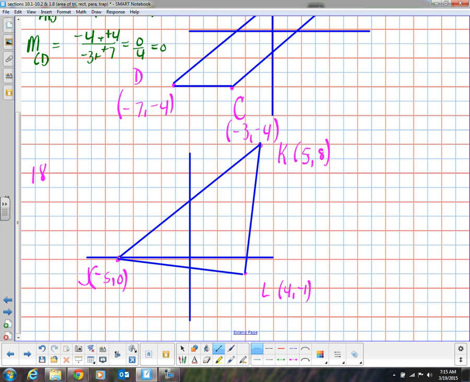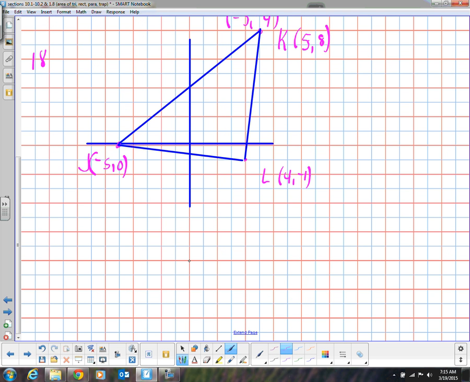Okay, so they want to know, is it scalene, isosceles, or equilateral? What are we going to have to do to figure this out? Measure each side. That's a distance formula. They're all slanted, which means we definitely need the distance formula.